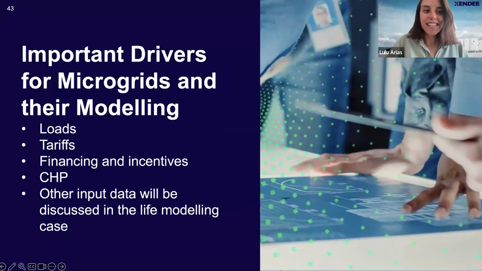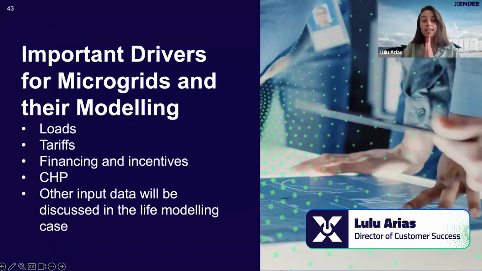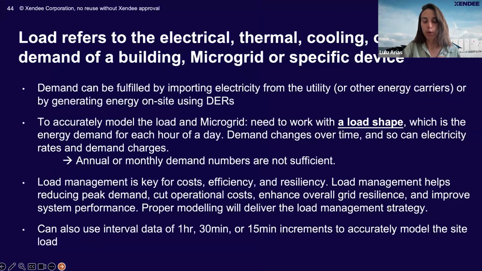As Michael anticipated, we will now speak about some important drivers in the modeling. So let's start with the load. Some of you might know this, but given that it's a Microgrid 101 course, I think it's good to set this as a reminder. So what is the load? It's the demand, which can be electric, cooling, heating, that needs to be fulfilled.